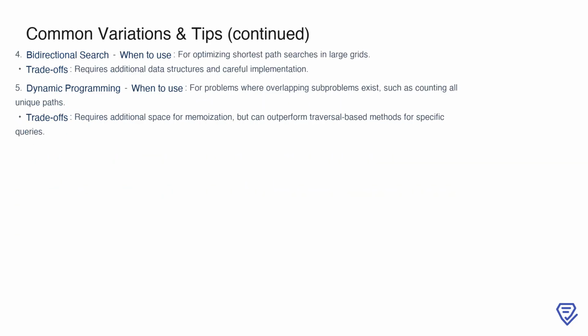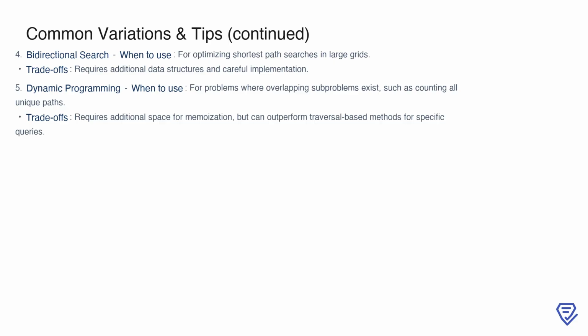For even more optimization, consider using bidirectional search. This approach is particularly useful for finding the shortest path in large grids, as it simultaneously searches from the start and the destination, meeting in the middle. While it can significantly reduce the search space, it requires additional data structures and careful implementation to manage both fronts.